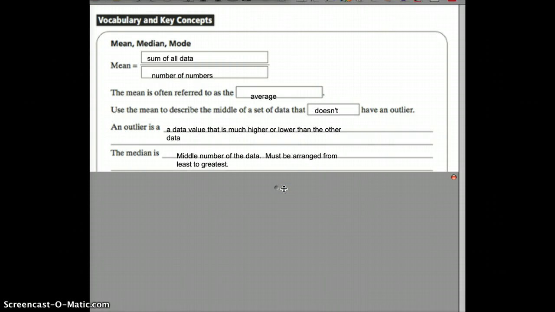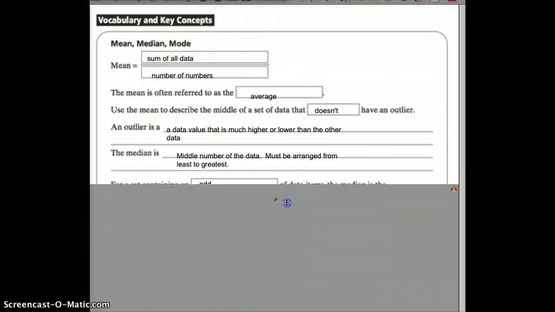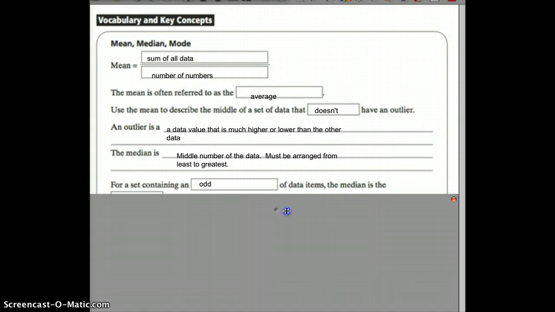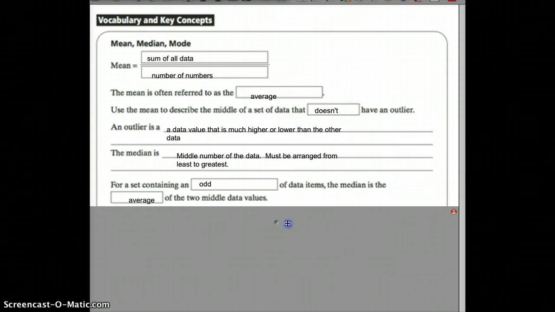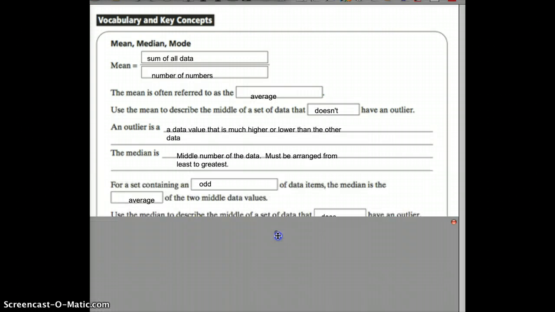So if you arrange your data from least to greatest and you start knocking off one at the top and one at the bottom, what's left in the middle is going to be your median. That's the middle number. Now, if you have two medians, you're going to have to average the two middle data values together in order to find that median. If you have an odd set of data, it's the one that's left after you start knocking off the top and the bottom each time.